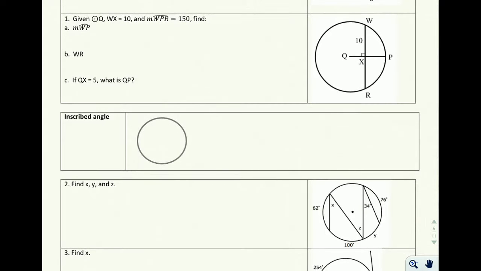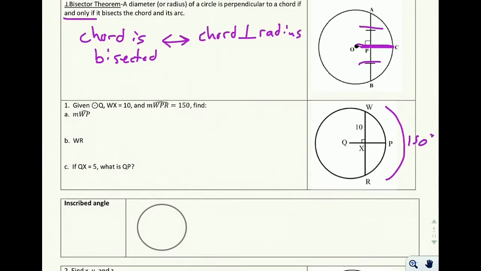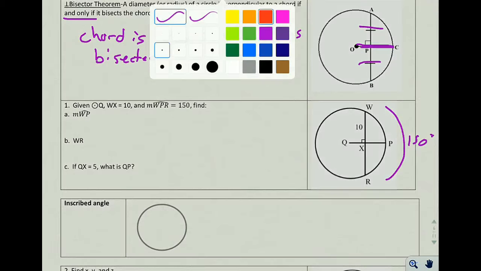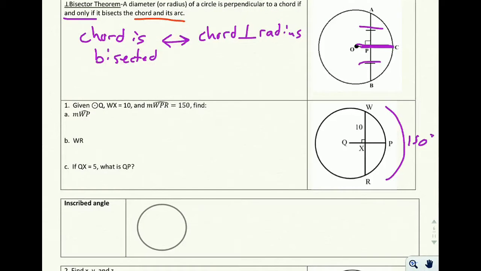If we look at this example here, we're given circle Q. We're told that WX is 10. We're told that the arc WPR, this whole thing here, is 150 degrees. Then we need to find the arc WP. Now the thing that we didn't talk as much about here is going back up to the last part. It says it bisects the chord and its arc. So we could even add a third thing here. It says arc is bisected. So any one of those three prove each other.